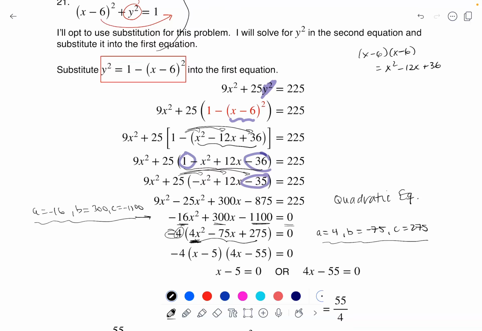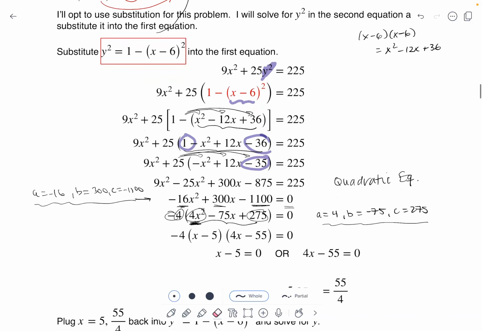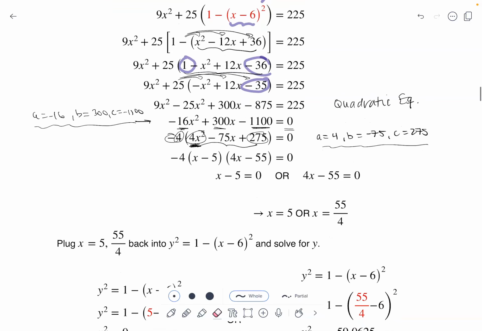I ultimately factored. All right, two terms that multiply to 4x squared were x and 4x. I could have tried 2x and 2x, but this is the one that unlocks. And then 275 is 5 and 55. So when I have my two linear factors, and again, let me go ahead and now just erase some of my scratch work because it gets crowded, you can see I get my two x coordinates. x is either 5 or 55 fourths.